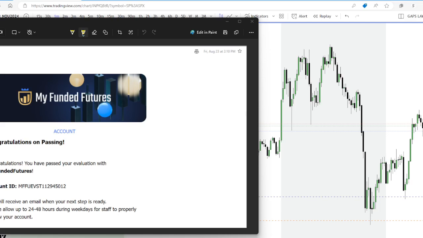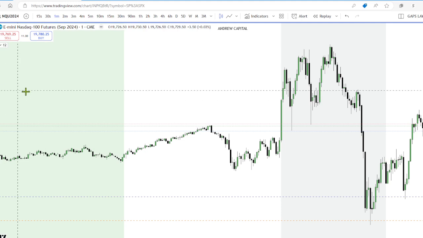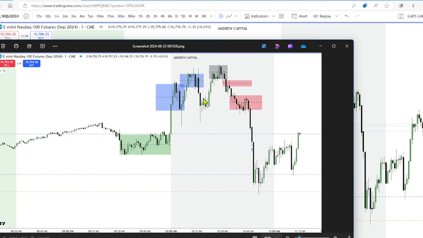What is up, guys? Today we're going to be talking about how I passed a MyFundedFutures 50K challenge in one single trade with this model. So let's get into it. I will show you my entry here, and my exit.